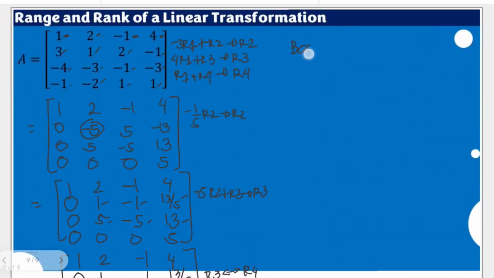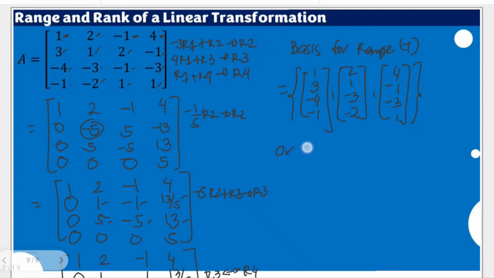So the basis for the range of T is a set containing column 1 of the initial matrix: 1, 3, negative 4, negative 1. Next, the second column: 2, 1, negative 3, negative 2. And finally, the fourth column: 4, negative 1, negative 3, and then 1. Or you could have it in this form: 1, 3, negative 4, negative 1, 2, 1, negative 3, negative 2, and 4, negative 1, negative 3, and then 1. This is now the basis for the range.